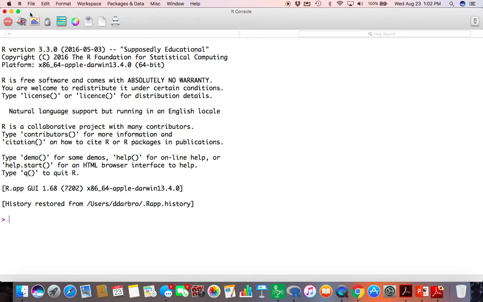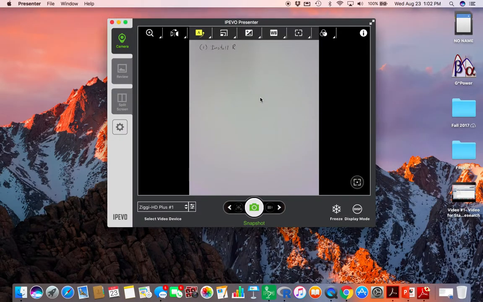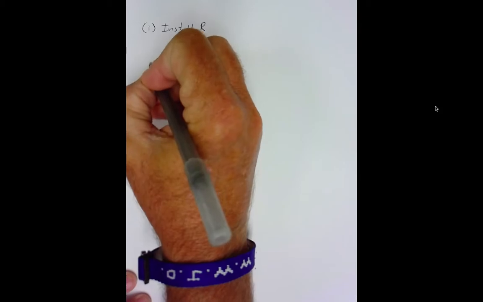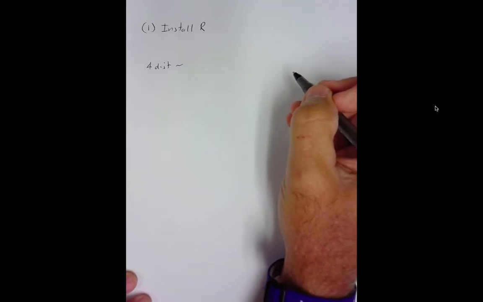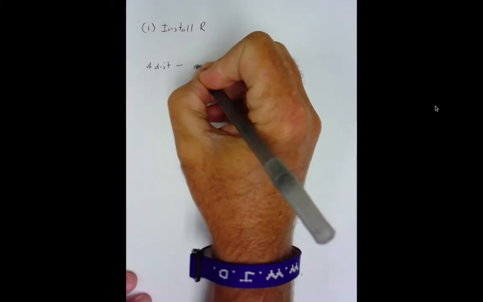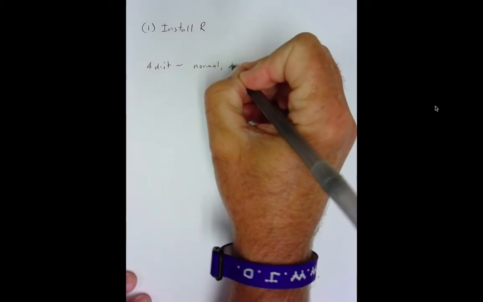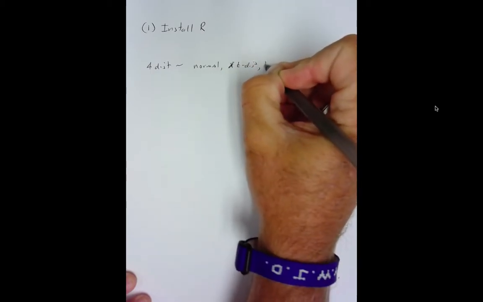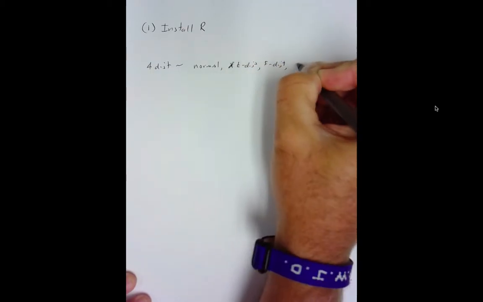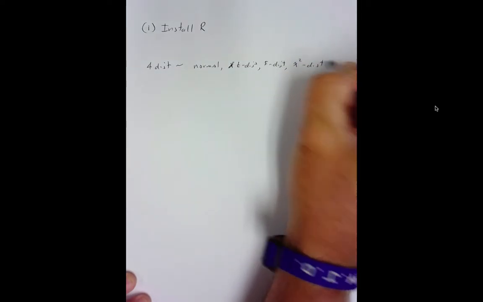Now, let me get out of this and show you a couple of functions that we're going to use in R that are applicable to finding probabilities of type 1 and type 2 errors and power. Now, the four distributions that we're going to use the most, and I talked about this in the previous video, are the normal distribution, the t distribution, the f distribution, and the chi-squared distribution.